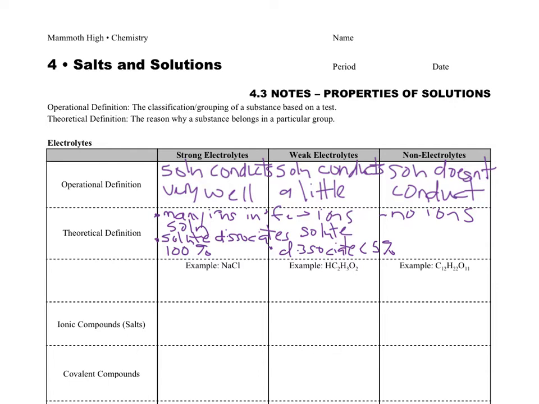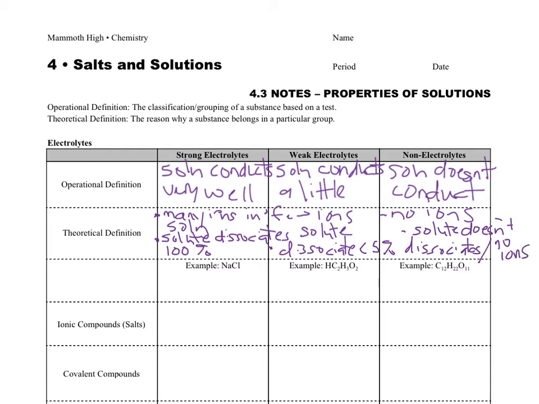And then a non-electrolyte has one of 2 conditions. Either the solute doesn't dissociate, or maybe the solute dissociates, but there are no ions in it. And actually, both of those things are true.